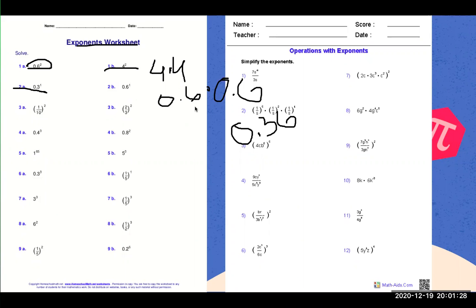Okay. 0.6 times 0.6. If you haven't learned decimal multiplication, well, it's just like this: 0.6 times 0.6. Just ignore the decimals. Sorry, this is supposed to be a 6.